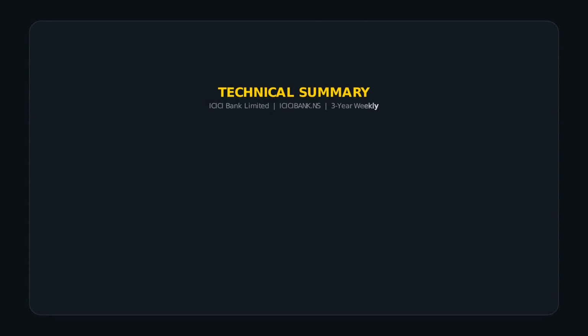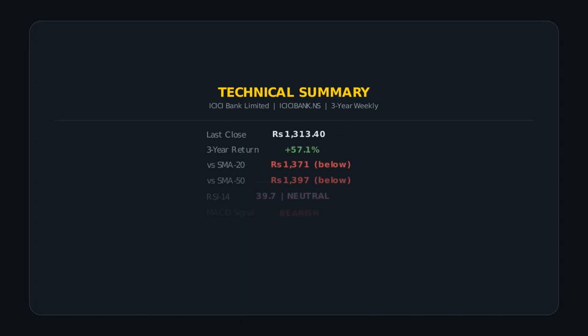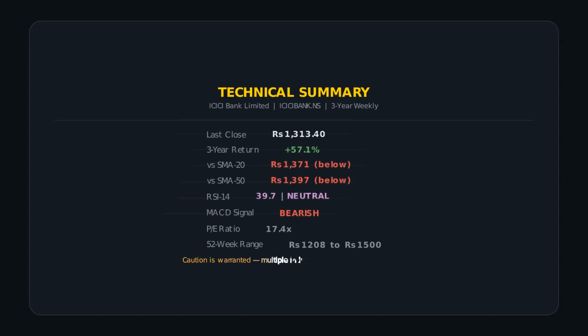Here is the complete technical summary for ICICI Bank Limited. The stock has returned plus 57.1% over 3 years. RSI is 39.7, neutral. MACD is bearish. Price is below the 50-day moving average. Caution is warranted. Multiple indicators are showing weakness. Remember, this is math. Every number here has a formula behind it.